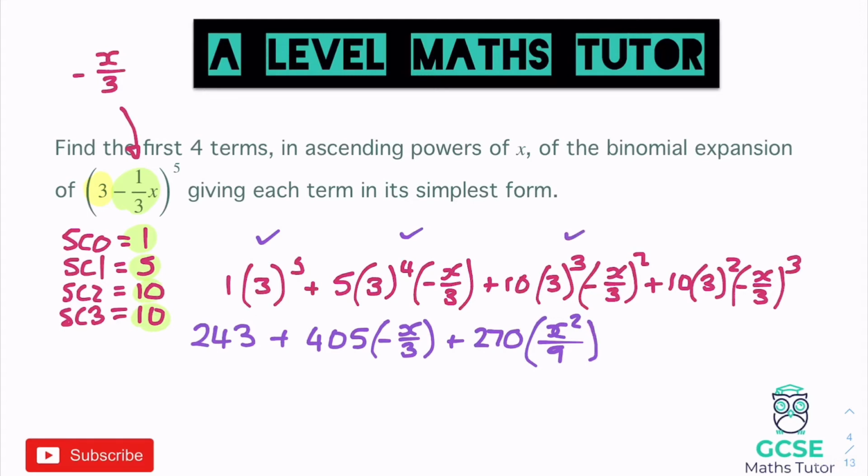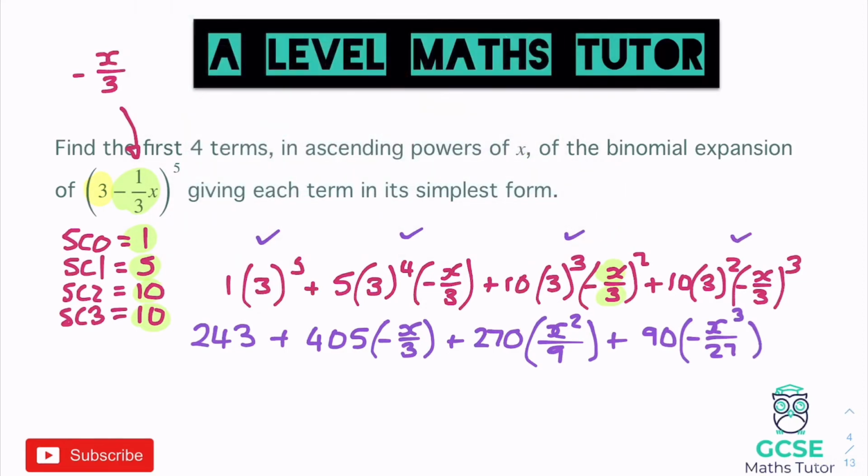And on to the next one, obviously just being careful when you're squaring that, remembering that that's going to make it positive. So we get the x squared on the top, positive x squared, 9 on the bottom. On to the next one, 10 times 3 squared is 90. So we've got 90. And we've got negative x over 3 cubed. So when we cube it, it's going to stay negative. So we're going to have negative x cubed on the top and 3 cubed, which is 27 on the bottom. There we go, and that's the last piece dealt with.